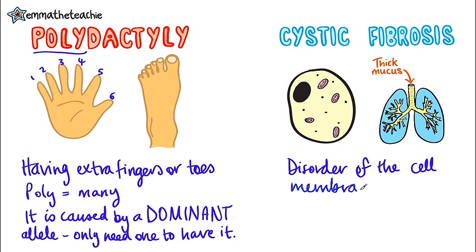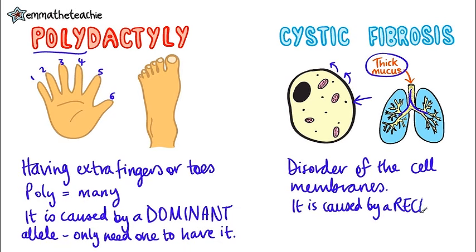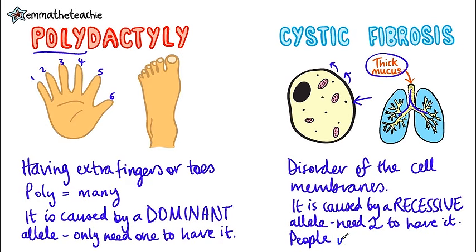Cystic fibrosis is a disorder of the cell membranes. The cell membranes struggle to move substances around, which leads to thick mucus building up in places like the lungs. It is caused by a recessive allele, which means you need two recessive alleles to have the disorder. If a person just has one of the recessive alleles, they don't have the disorder, but we call them carriers.